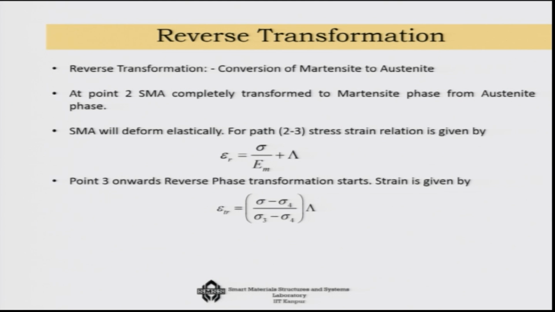Now, if I go to the reversion of stress. At point 2 there is a complete transformation to the Martensite phase from the austenite state. And then as I reduce the stress, again first it will deform elastically, and at that point you have the relationship sigma over E m plus whatever free strain has occurred in the system. Now, depending on the position of sigma, you will have a reduction of stress. So, epsilon r will come down, and then we reach point 3.